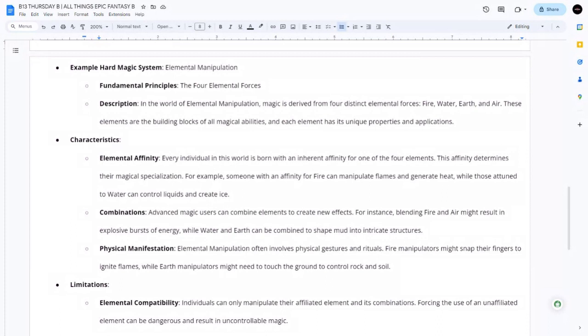it. Okay. So this is going to be elemental manipulation. Fundamental principle, the four elemental forces. I'm sure you've heard of this kind of magic system. In the world, this is the description. In the world of elemental manipulation, magic is derived from four distinct elemental forces: fire, water, earth, and air. These elements are the building blocks of all magical abilities, and each element has its unique properties and applications. Keep in mind, you could have five elements. Spirit could be in there: fire, water, earth, air, and spirit.